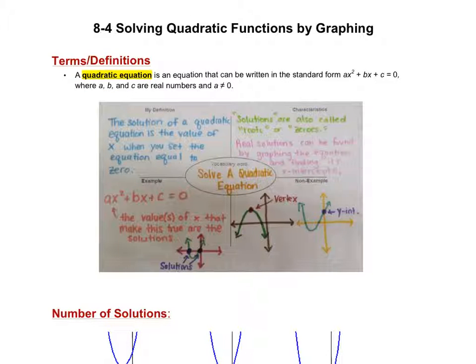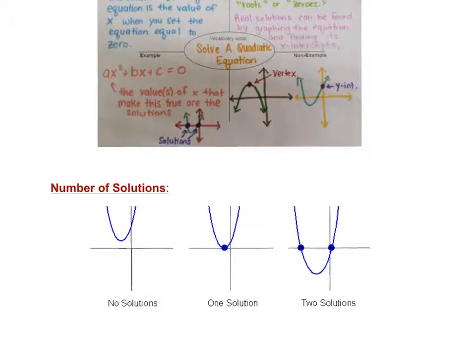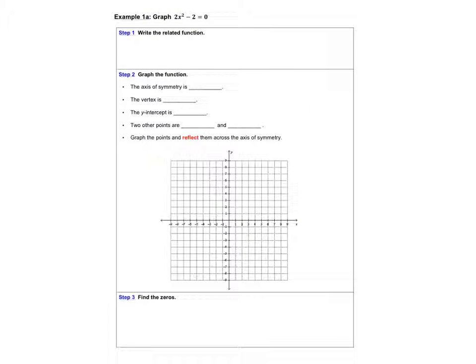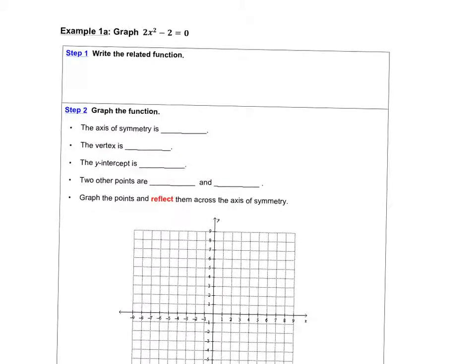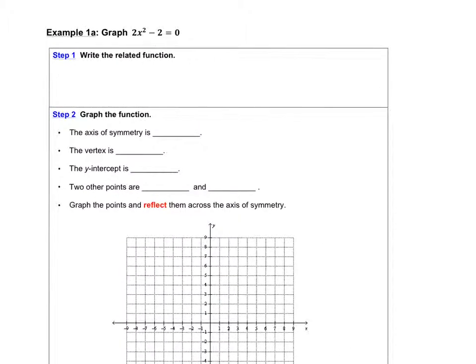This is 8-4, solving quadratic functions by graphing. We've learned other ways to solve quadratic functions already, and we know that the number of solutions we can have is no solution, one solution, or two solutions. So first we start by writing our function: y equals 2x squared minus 2.